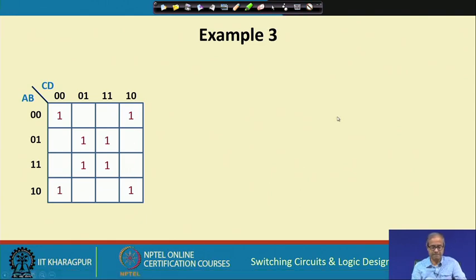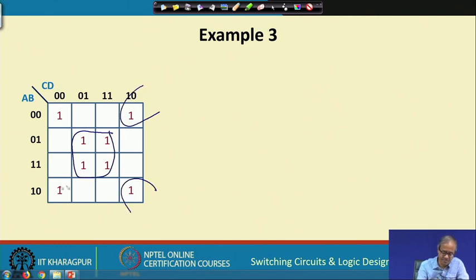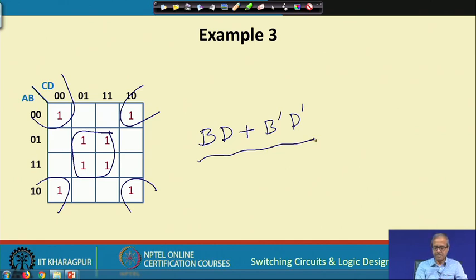Take another example. This is a very nice example, regular example, which shows 4 ones in the corners. This is very easy. The middle 4 will be one cube, and the 4 corners, these will be another cube. So, what will be the expression? The 4 middle ones will be 0 1 1 1, it will be B, 0 1 1 1 again, D, or the 4 corner ones 0 0 1 0, B bar, 0 0 1 0, D bar. This will be the function: B D or B bar D bar, right.